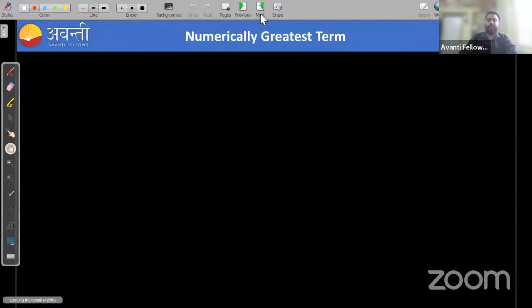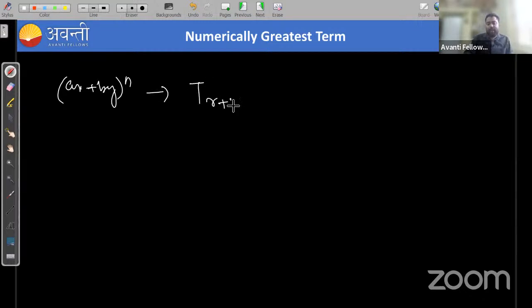Okay, let's move to the next concept, that is numerically greatest term. So what is numerically greatest term? Consider one expansion, that is ax plus by whole to the power n, right? So what is the general term you will get here? Tr plus 1, that is ncr into ax to the power n minus r into by to the power r.